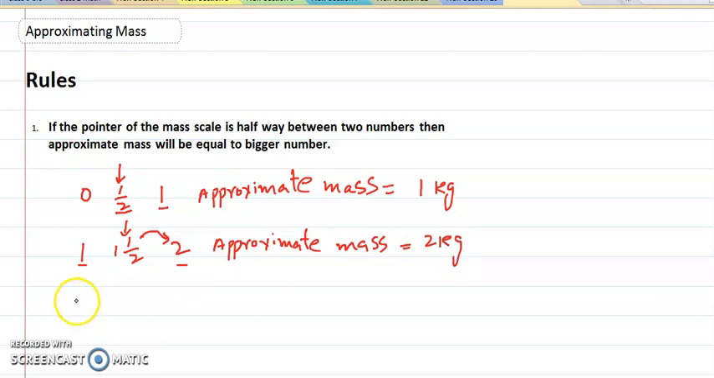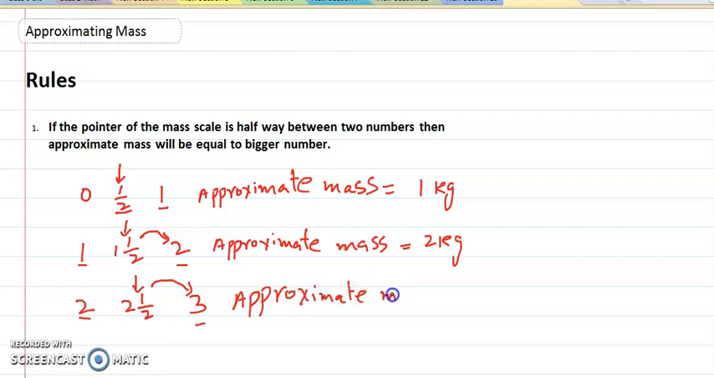Same way, if I have the numbers 2 and 3, the halfway between 2 and 3 will be 2 and a half. So if the mass scale pointer points at 2 and a half, it is exactly halfway between 2 and 3, so we will say the approximate mass, in this case, is equal to 3 kg.